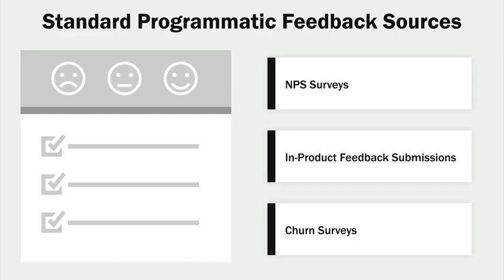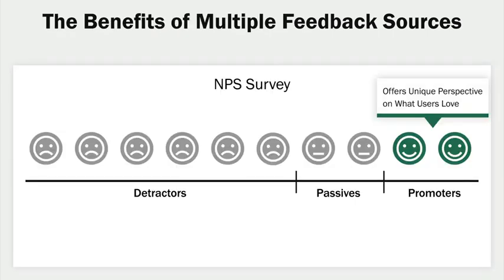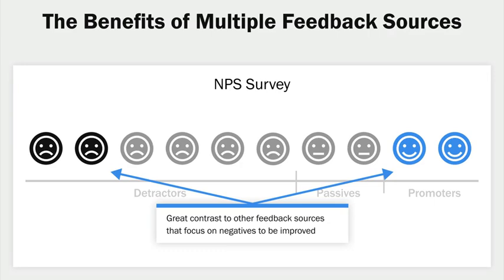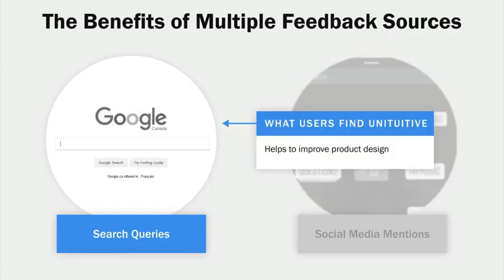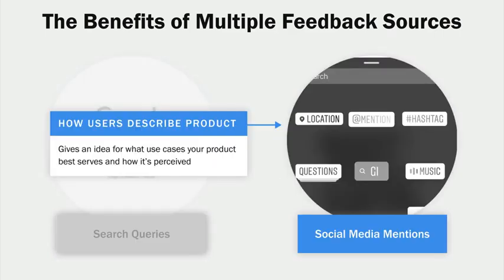For example, consider the unique perspectives that some of the example sources listed above provide. NPS offers you a unique lens on what users love, giving you a sense of what to double down on. These responses offer a great contrast to most feedback sources, which focus on the negative parts of your product that people want improved. Help search queries show you what users find unintuitive, helping you to improve your product design. And social media mentions reveal how your users describe your product to others, giving you an idea of what use cases your product best serves and how it's perceived.